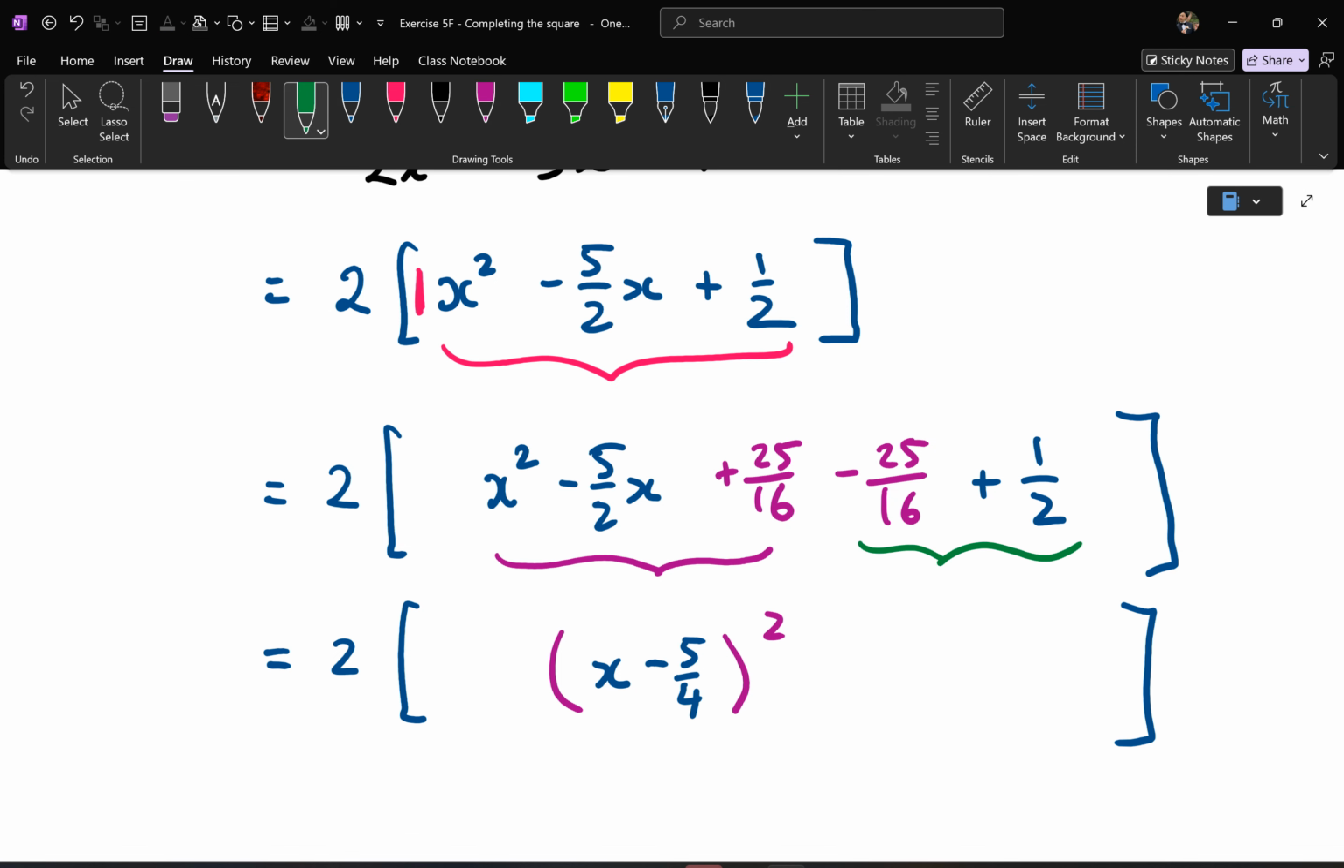This is the second bit. Negative 25 on 16 plus half. Again, going back to your fractions, you can times this by 8. Times that by 8. That now gives you negative 25 plus 8, negative 17 over 16.